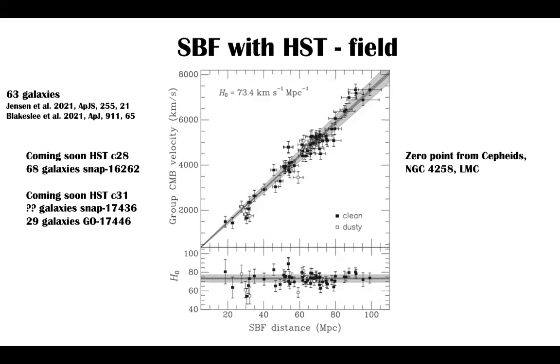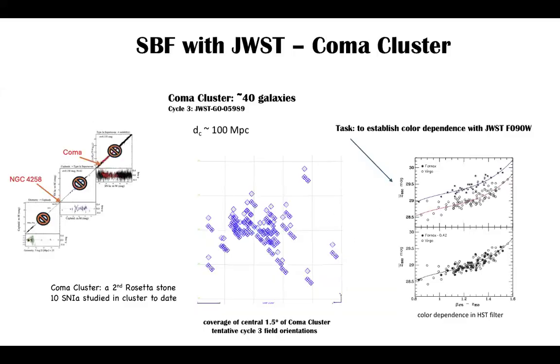There are issues of peculiar velocities in here. We would like to go farther, but this is already a pretty good start. But we want to go a little bit farther. Here's another program then. And this is an important program that we've just got cycle 3 time for, where we're looking at about 40 galaxies in the Coma cluster. This little panel in blue shows the distribution of the sources in the Coma cluster.